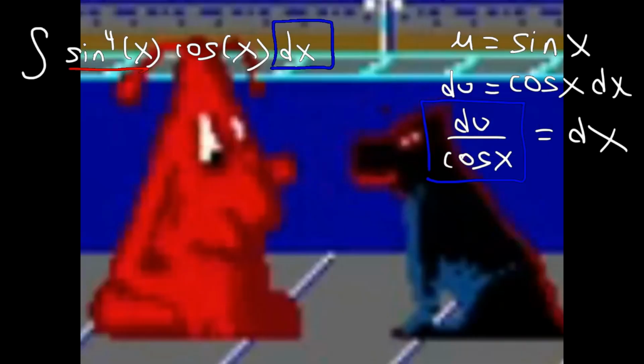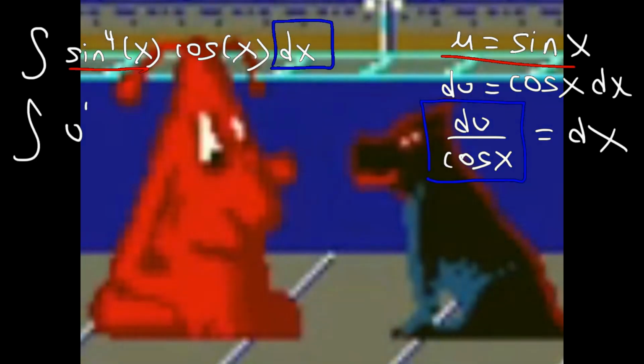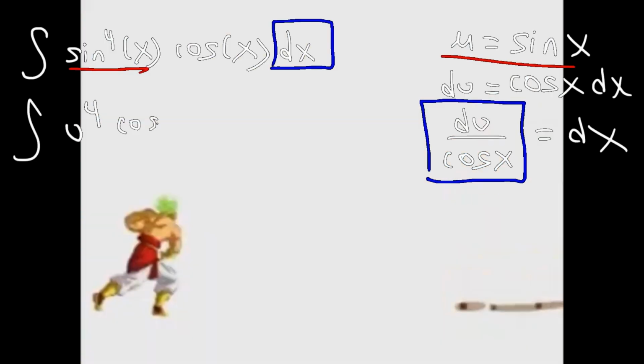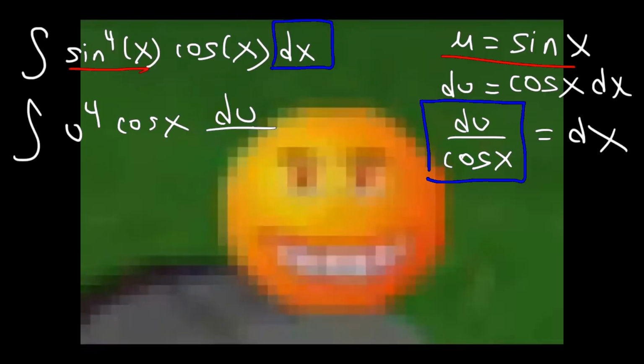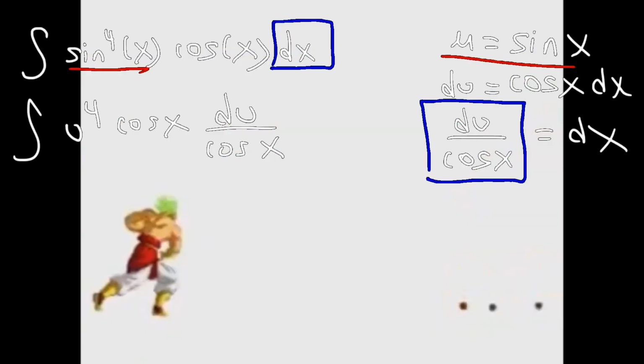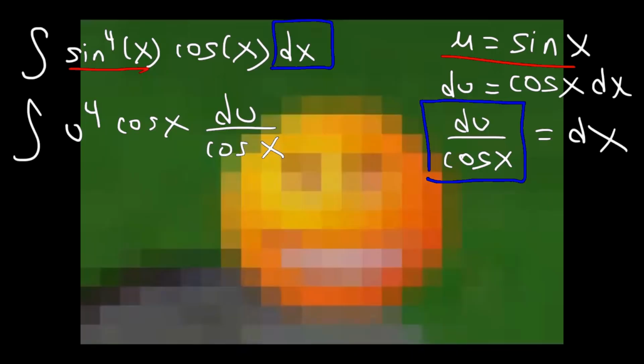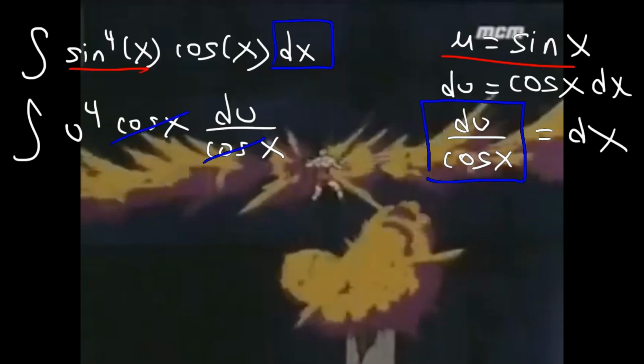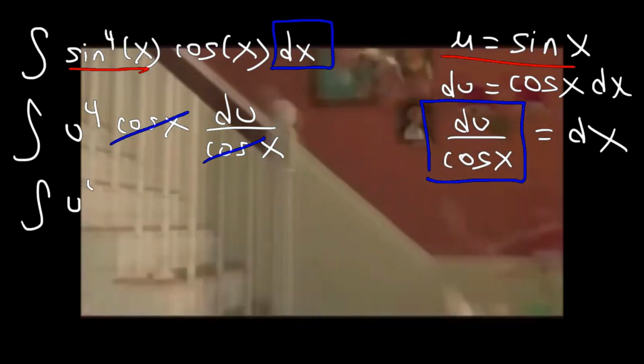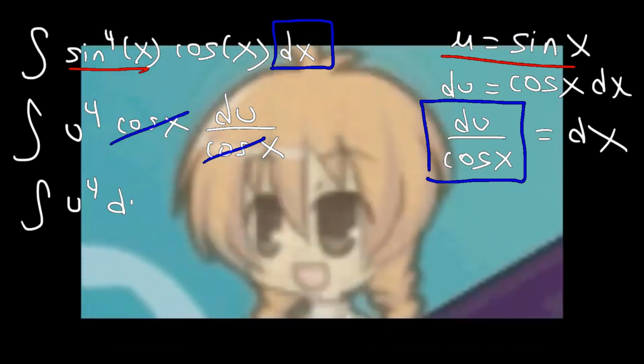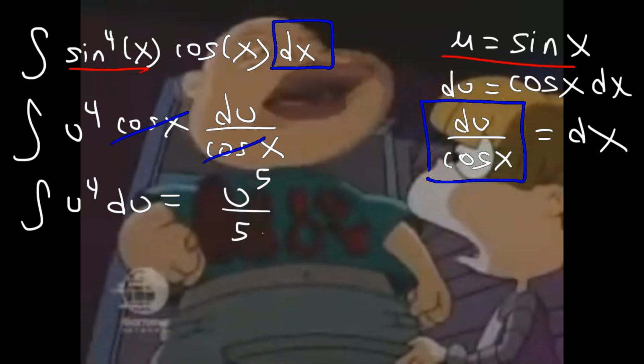So let's replace this with u. So this is going to be u to the 4th times cosine x, and dx is du divided by cosine x. So we can cancel cosine x. And so we're left with the indefinite integral of u to the 4th du. Using the power rule, 4 plus 1 is 5, and then divide by 5.